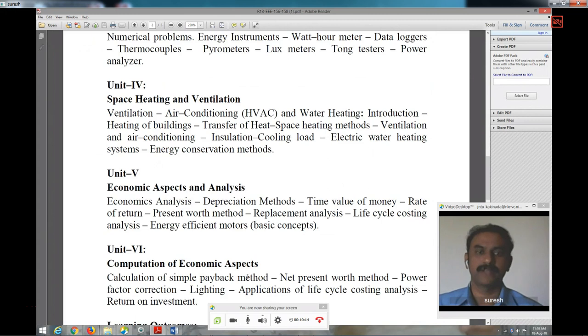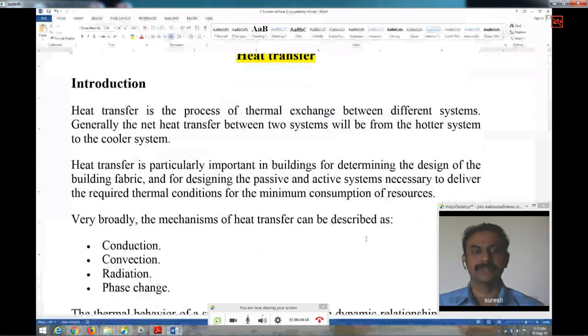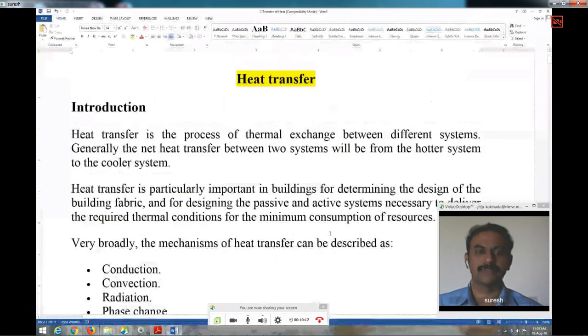Now coming to the methods of heat transfer, for the benefit of the students, I am giving these running notes so that you can make use of them for your future reference or study purposes.